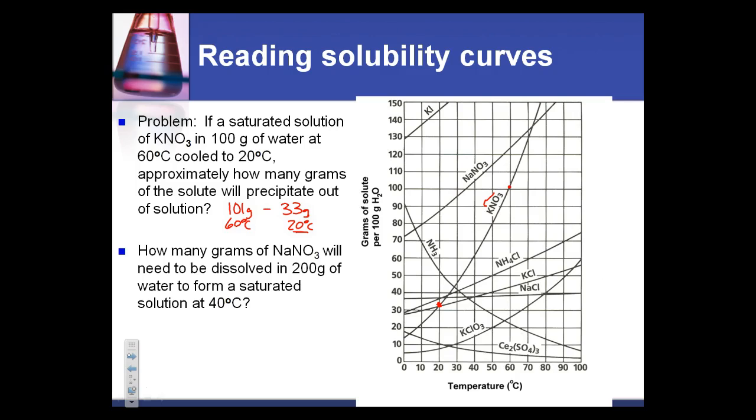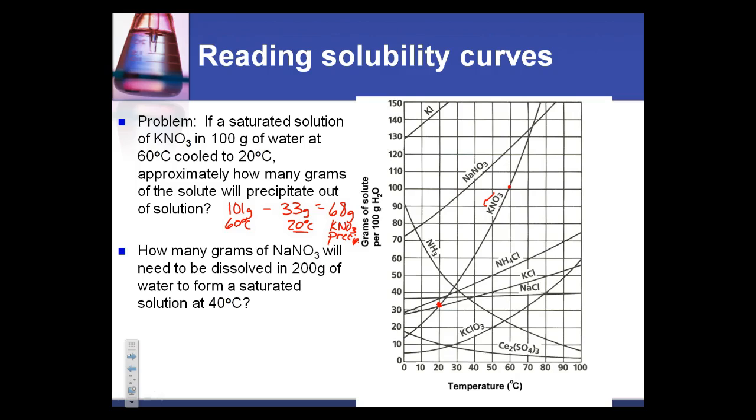So you would just subtract those two numbers. And so you're going to end up with, let's see if my mental math works, 68 grams of your potassium nitrate would precipitate out. And we would see that sitting on the bottom of the container.